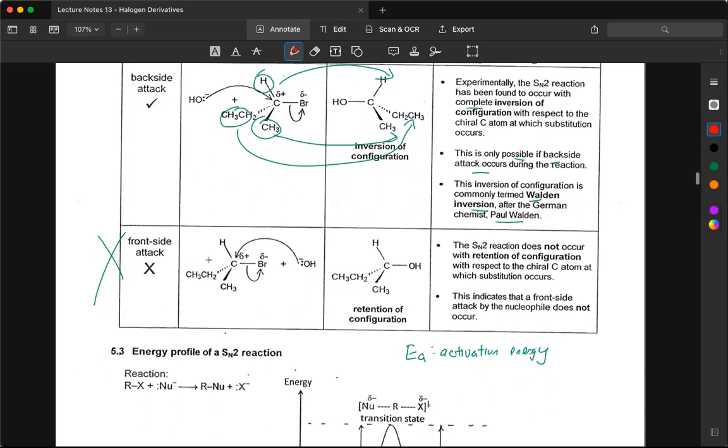It is impossible for the front to be attacked because, based on the product formed, if the nucleophile attacked from the front, then there should be retention of the configuration, but this is not so. So based on experimental data and the reason given, like repulsion between the nucleophile and the bromine, it is impossible for a frontside attack to occur.